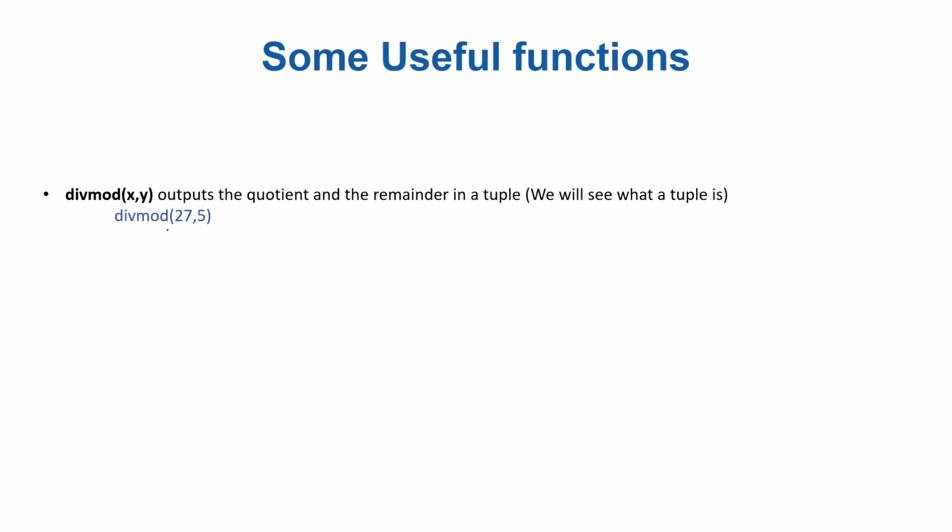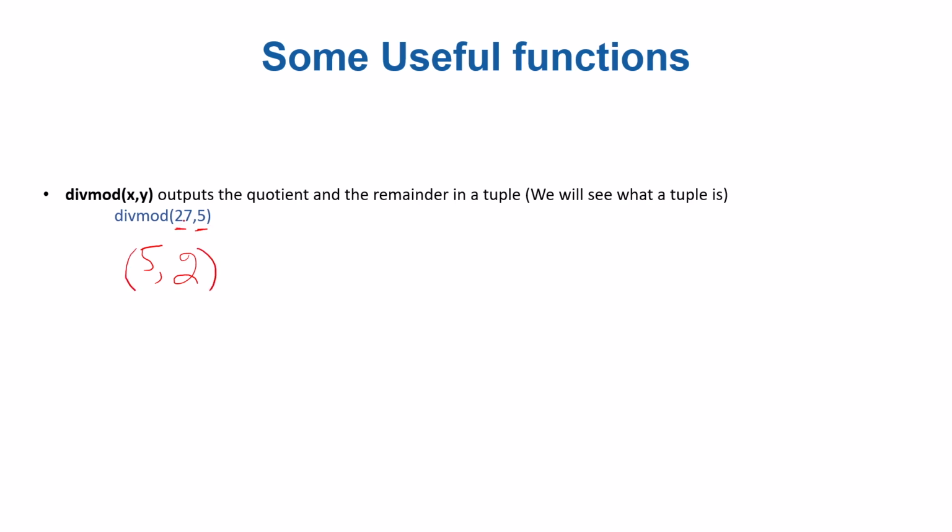So in the last video, we saw the round function that sometimes accepts one argument and sometimes accepts two arguments and behaves accordingly. In this particular video, we are going to see another function, divmod, and it accepts two arguments, maybe same or different, and it returns two outputs, two numbers. It returns basically quotient and remainder. For example, in this particular case, the quotient is 5 and the remainder is 2, because if 27 is divided by 5, the result is 5, but then the remainder is 2.